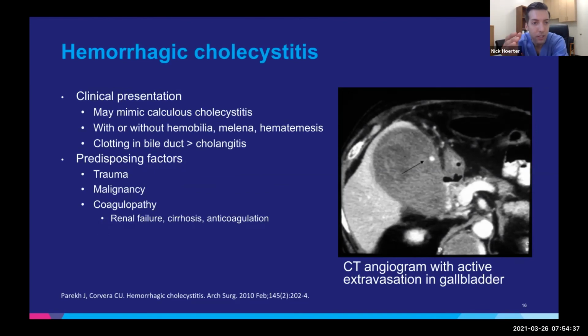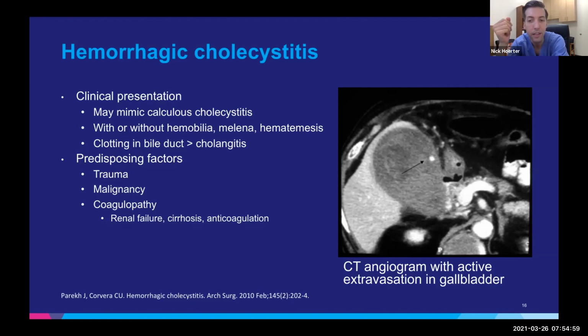In this case, hemorrhagic cholecystitis is sort of like a subset of things that can cause hemobilia, but it's bleeding from the gallbladder itself. And then the blood from the gallbladder can go into the bile ducts, and it can cause cholangitis. It can mimic cholecystitis. Similar risk factors to just overall hemobilia, so usually trauma or malignancy.